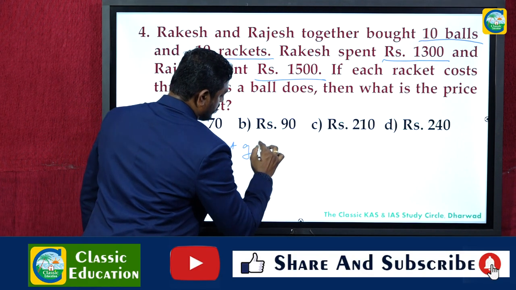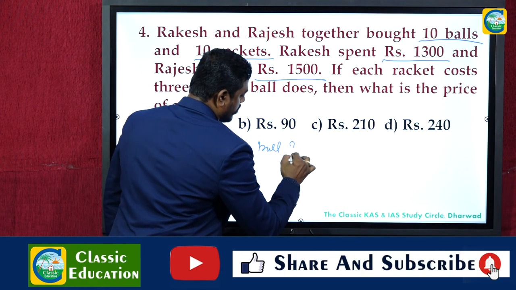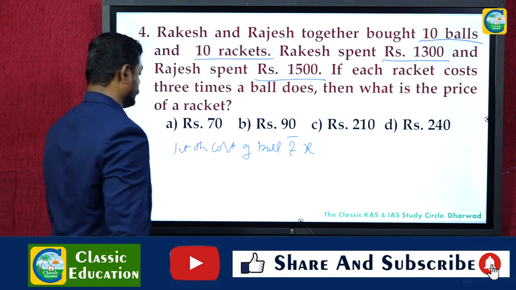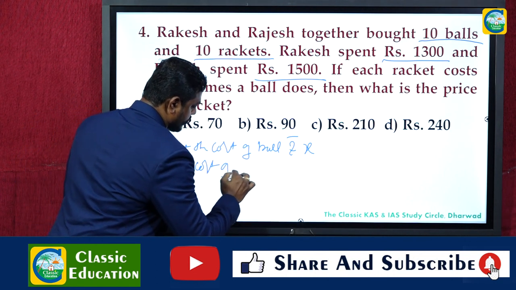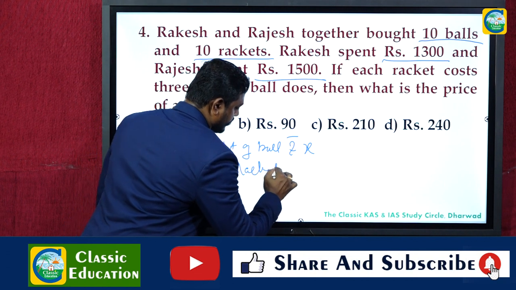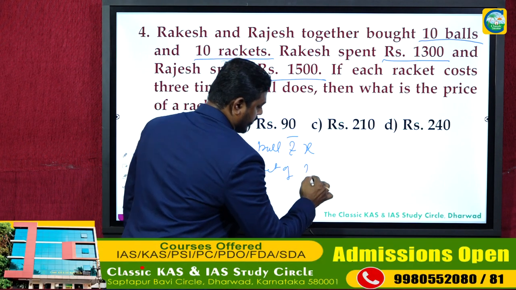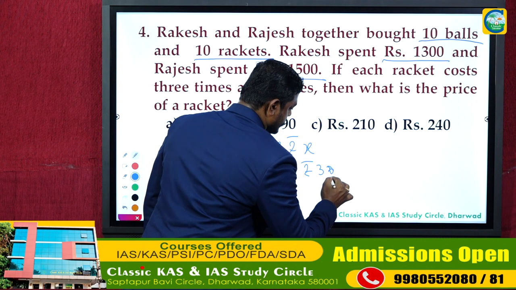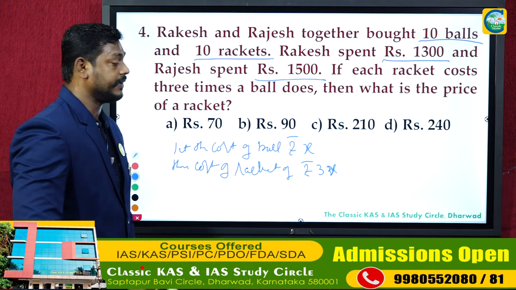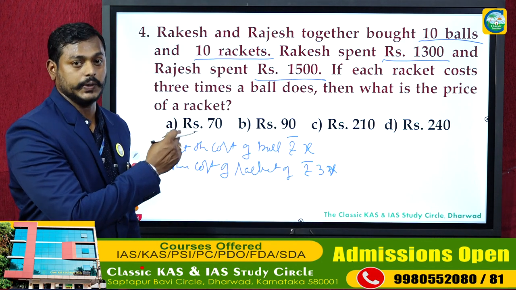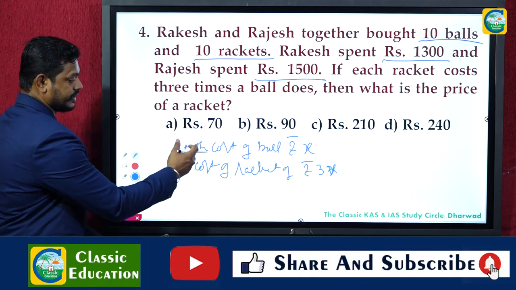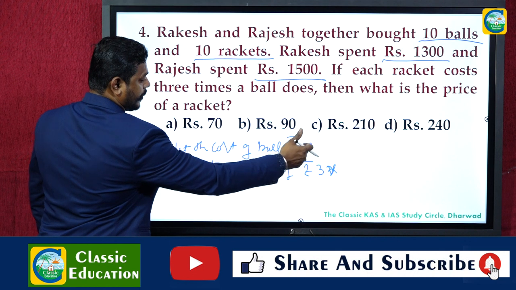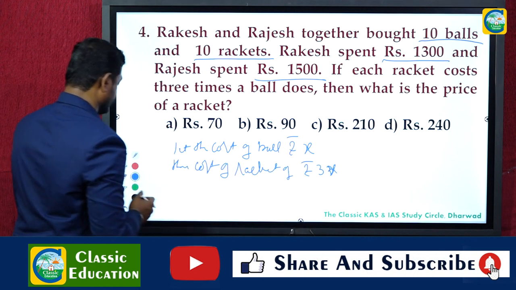Cost of a ball is rupees x. Then the cost of a racket is rupees 3x. Why am I taking 3x? Because it is told that the racket is 3 times the cost of a ball, so that is 3x. Then here it is rupees x and 3 times of x.